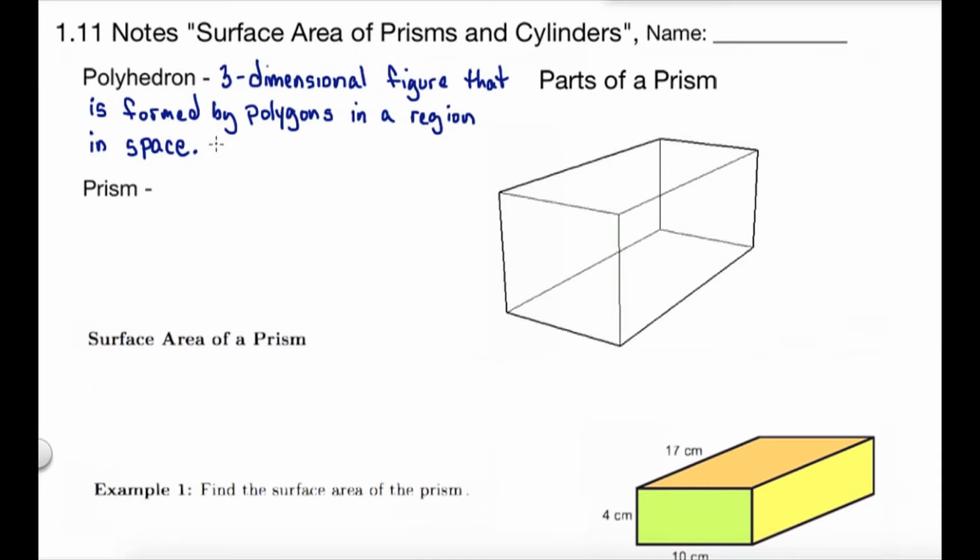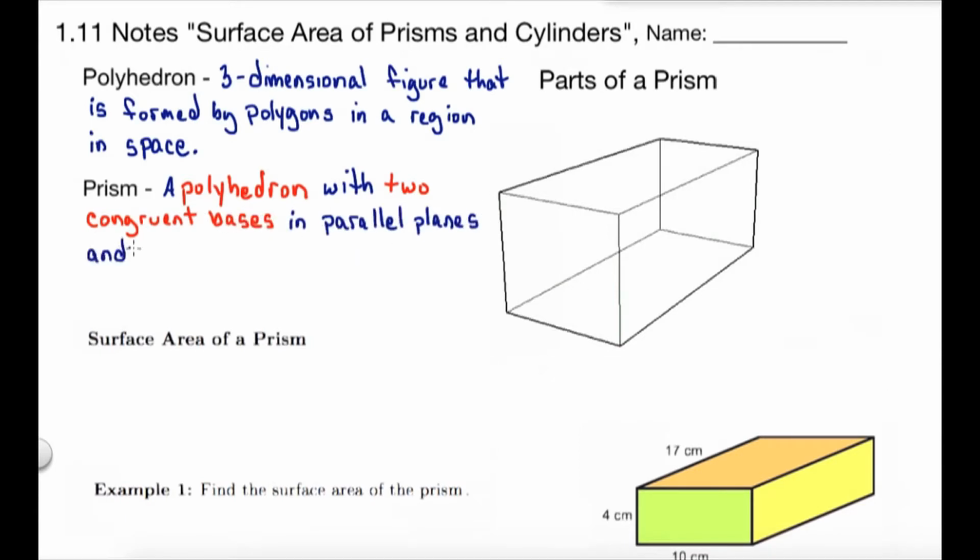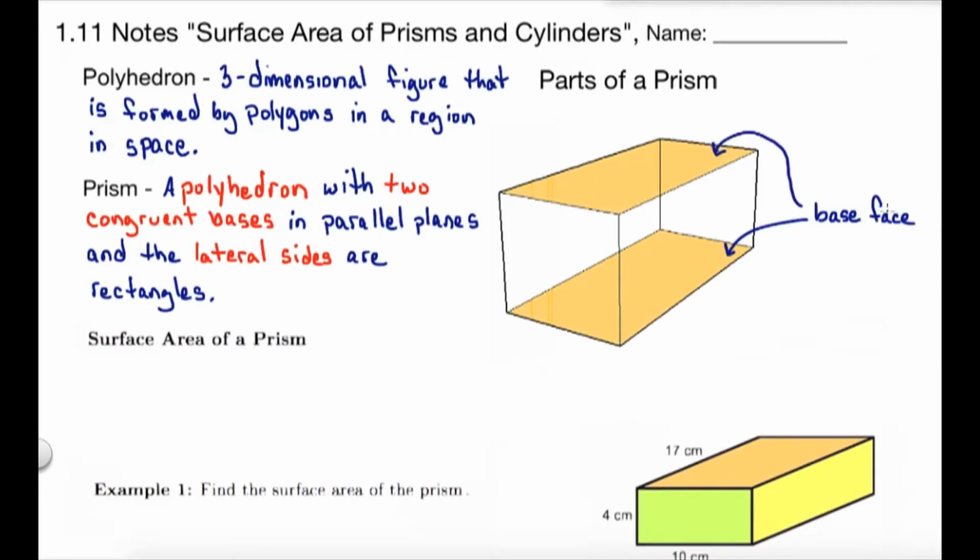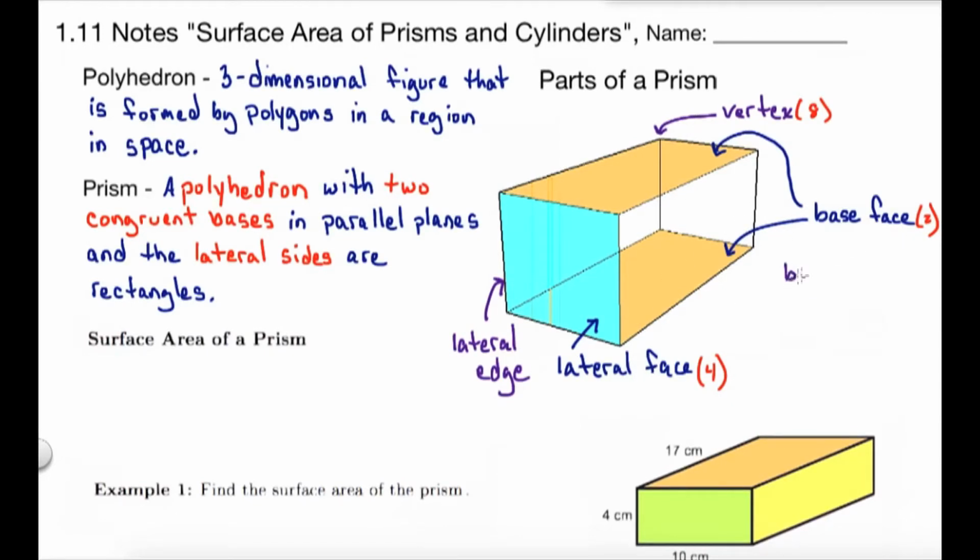So if we know that, we can now talk about what a prism is, which is a polyhedron with two congruent bases in parallel planes, and the lateral sides are rectangles. So here's a prism here on the right. You can see the two bases are congruent and in parallel planes. There are two base faces, there's four lateral faces. The vertices are where the lateral edges come together.